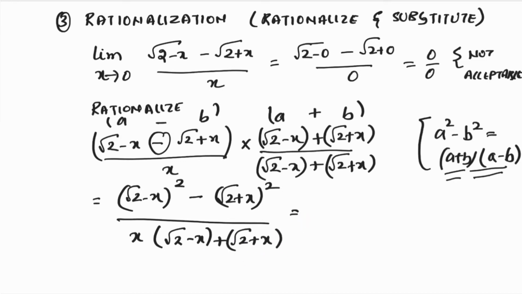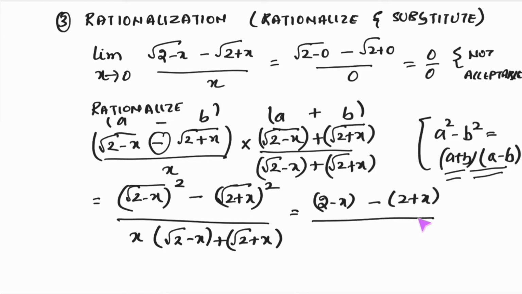Now we'll have to multiply this. You have a root and a square here. When there is a root and a square, it will get cancelled. This is a square root and this is a square, so it will get cancelled. So it's going to become 2 minus x minus 2 plus x. And this other part we will not multiply, we'll just leave it like that, because we will have to substitute it later.